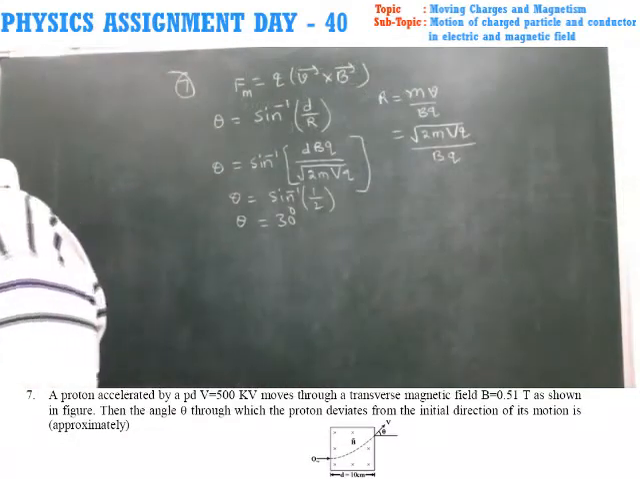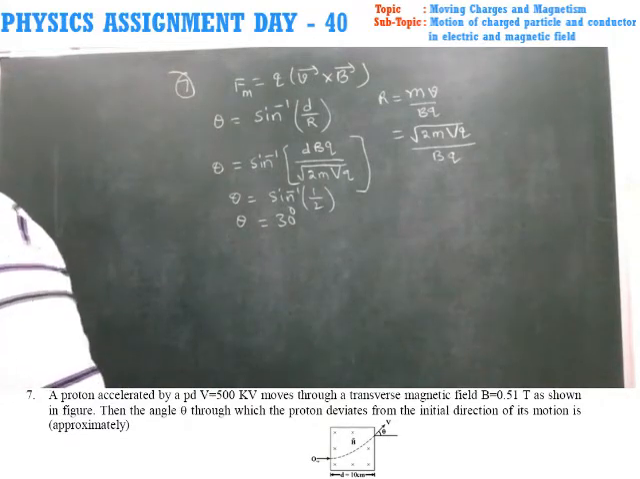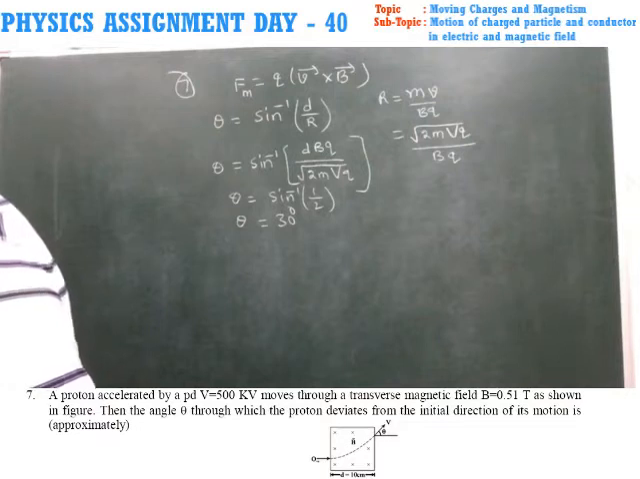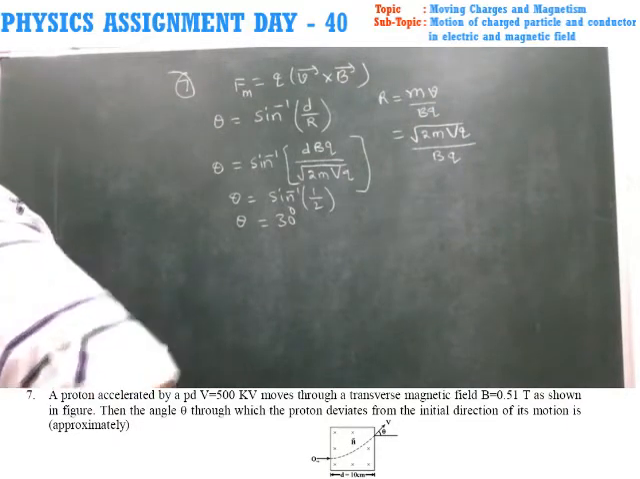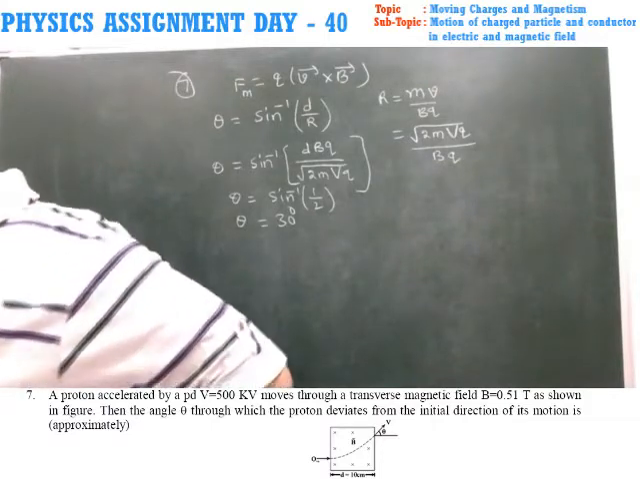Seventh question, students. A proton accelerated by a potential difference of 500 kilovolts moves through a transverse magnetic field B equal to 0.51 Tesla, as shown in the figure. Then the angle theta to which the proton deviates from the initial direction of motion is?